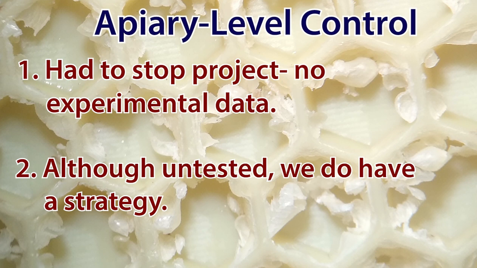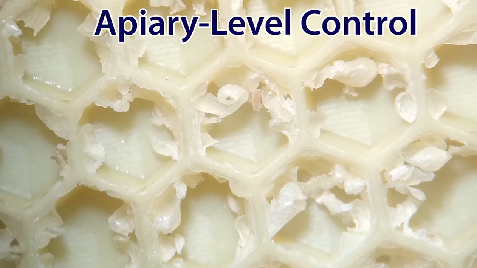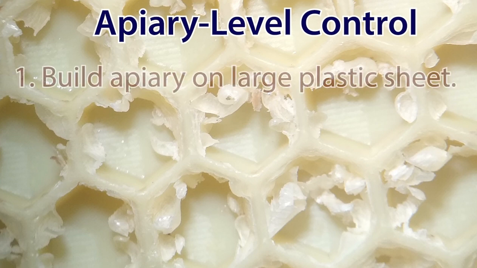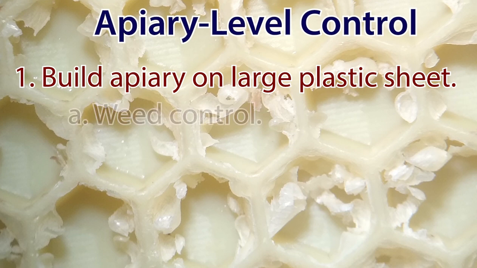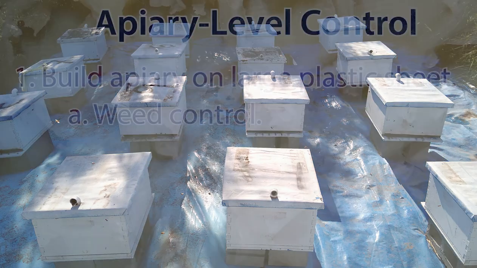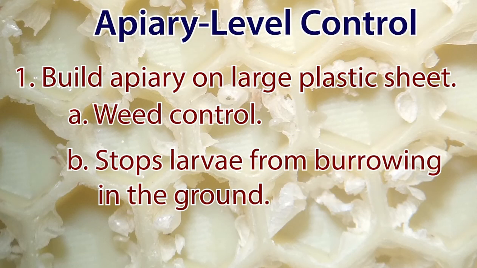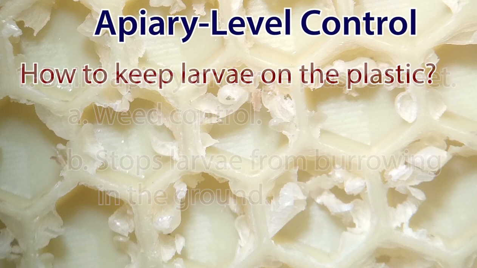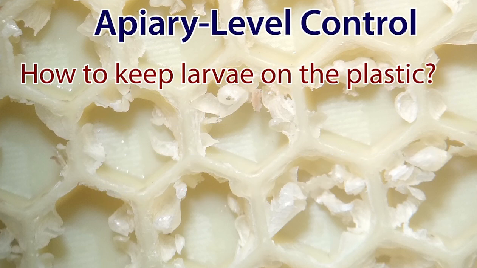However, we do have some suggestions on what to do if you want to break the cycle on an entire apiary. So here we go. The most obvious approach is to build the apiary on a large plastic sheet. This accomplishes two things. Number one, it controls weeds, very TEM friendly, and we in fact do this with all our hives for this reason. Number two, it keeps larvae from burrowing deep into the ground, resulting in their death during the heat of the day. Now, this of course requires that you keep the larvae from simply crawling off the plastic.